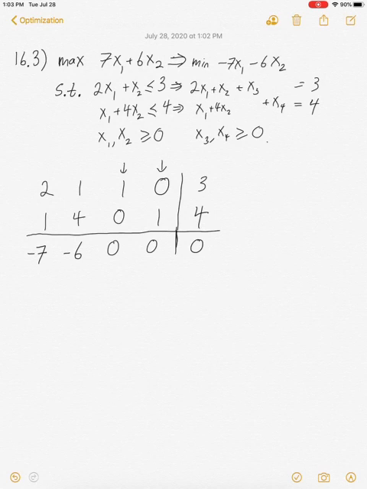And the point of doing it this way is that these numbers along the bottom row are just the reduced costs. So right off the bat, we see that the reduced cost associated to bringing column 1 into the basis is negative 7. The reduced cost for column 2 is negative 6. The reduced costs for the columns that are already in the basis is 0. And then this number down here is going to be the negative of the objective function. Right, and we said these are the reduced costs.